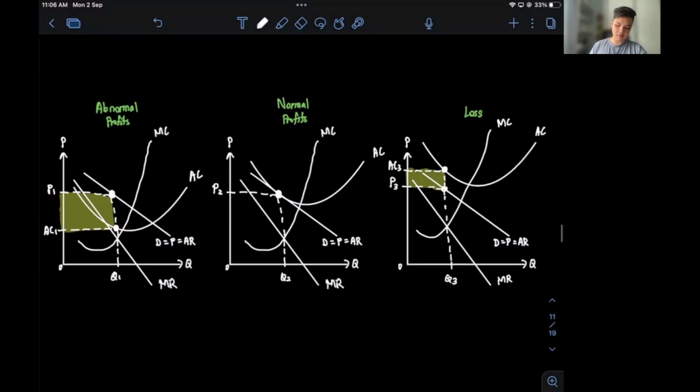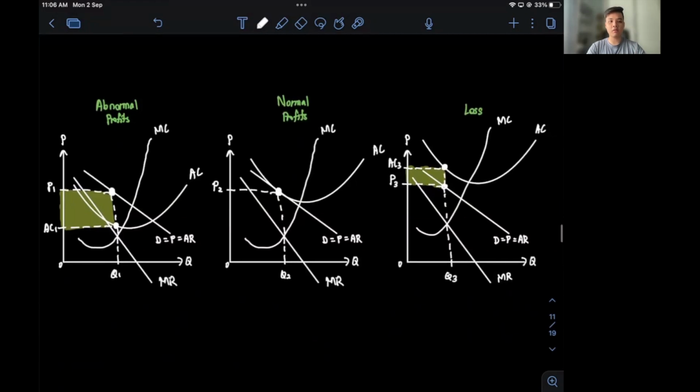So the graph that you see over here, this set of three diagrams, represent the firm's short-run profits. And as you can see, in the short run, you could potentially enjoy abnormal profits or experience losses. But in the long run, you can only enjoy normal profits. Why? Recall that in the short run, the firm has at least one fixed input. And this means we assume the number of firms in the market remains the same.